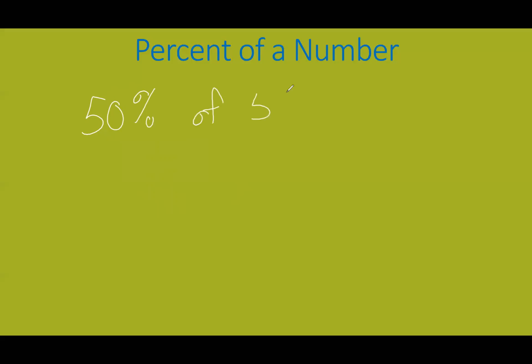of 50. 50% of 50. My first step, let's turn this 50% into either a fraction or a decimal. Now I could put 0.50 or 0.5. And no matter what, it's still going to be, of means to multiply, and it's going to be a 50 here and a 50 there.